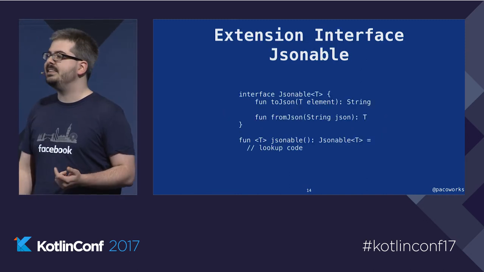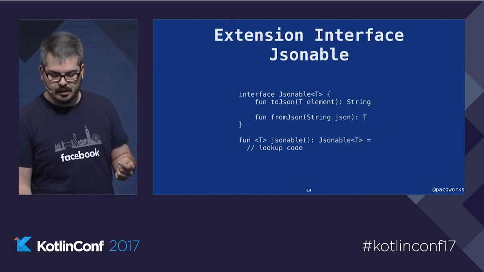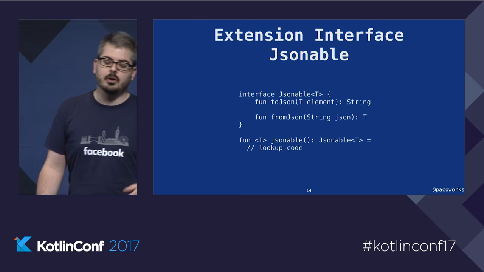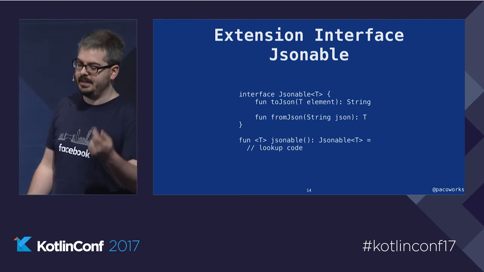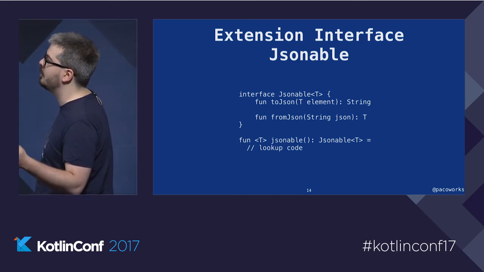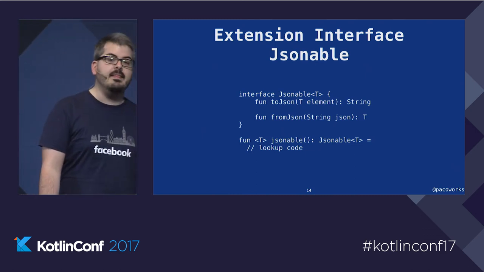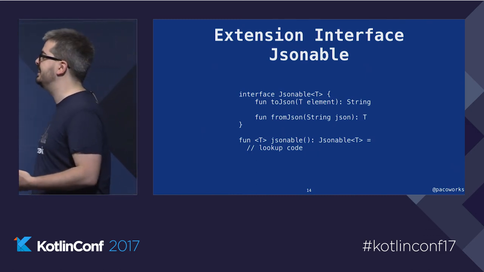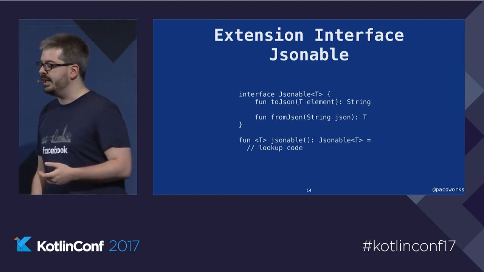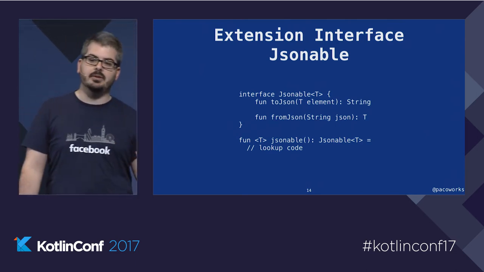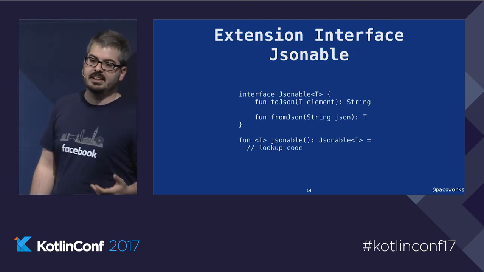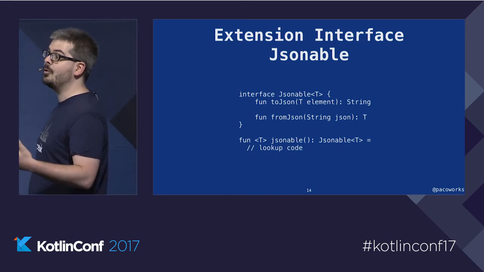We're going to have a really simple interface that is called JSONable. The interface JSONable has two methods, toJSON and fromJSON. toJSON means that I'm going to pass an element of type T, and I'm going to return a string. fromJSON means that I'm going to pass a string, and I'm going to get an element of type T. Then we're going to define, for this JSONable class, a way of looking up all the instances of JSONable with a simple function that is called JSONable quote, and is parameterized on T. The same T that we're passing to JSONable is the same T we're using to look up the code. This is a generic parameter, and this can be resolved at compile time.